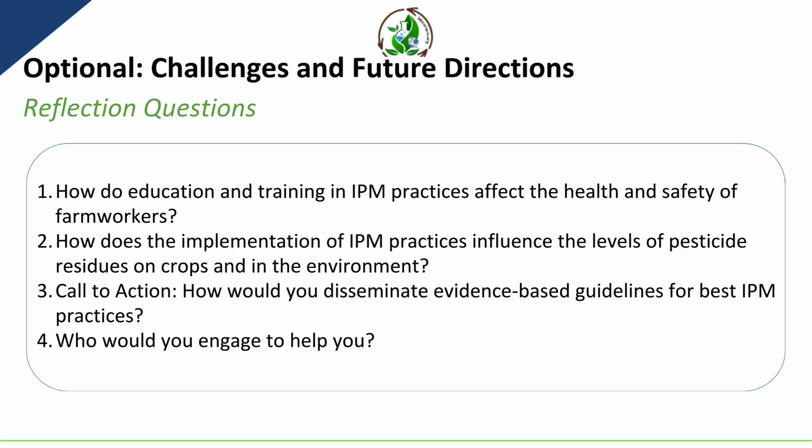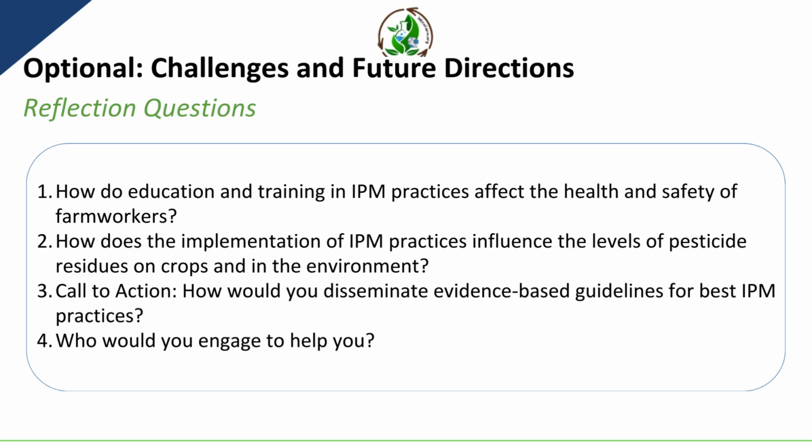Next, think about the crops and the environment. When a farm really commits to IPM, that is, rotating tactics, using biological control, spot spraying instead of blanket treatments, how might that change the levels of pesticide residues on the food we eat and in the soil, water, and surrounding ecosystems? Finally, here's your call to action.